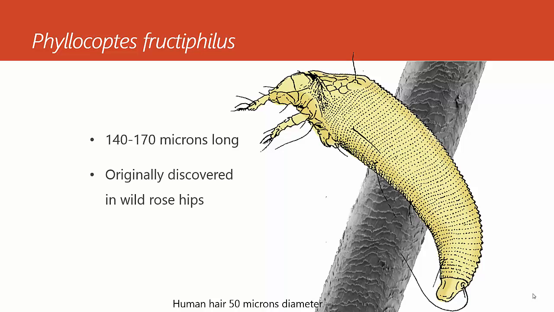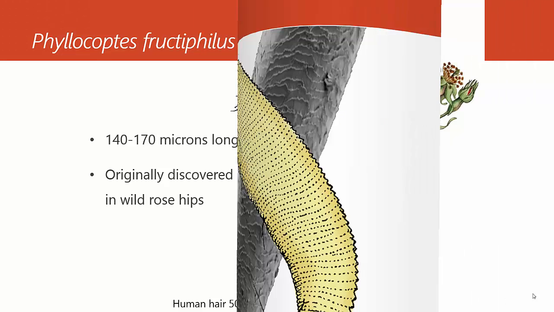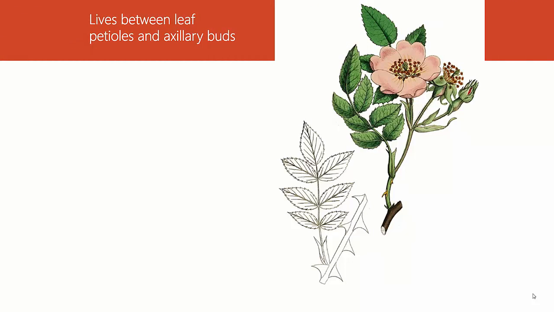Originally, these were discovered in wild rose hips, and the multiflora rose particularly, and that's thought to be one of its favored hosts. These mites live between the leaf petioles and the axillary buds. So you're going to see them in those types of locations.